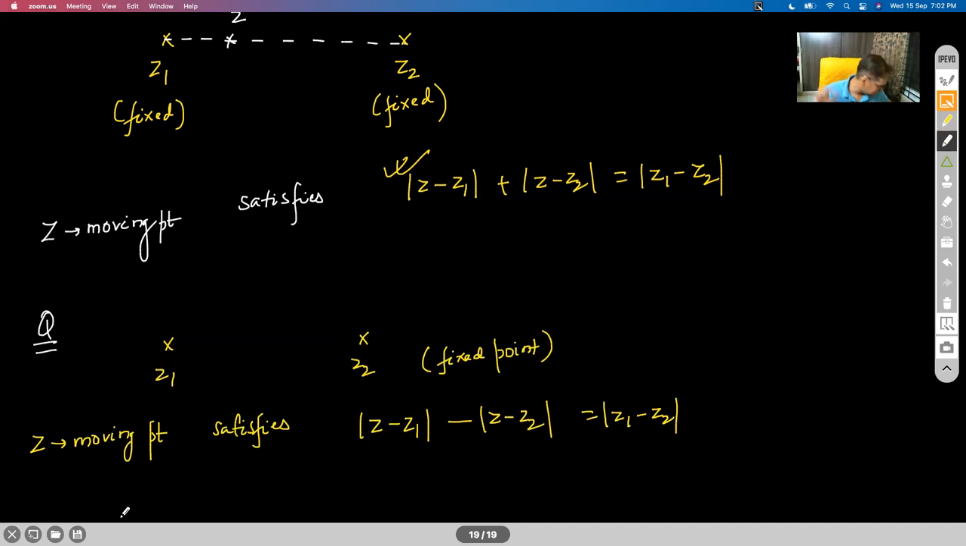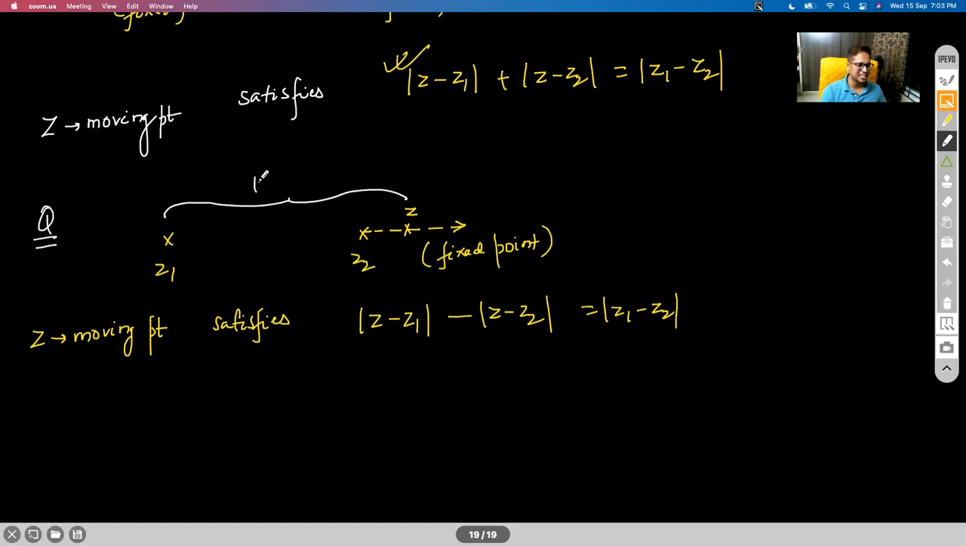Tell me. If you're able to answer this, I will understand your understanding of locus is very good. On either side, any side, left, right, anywhere. Right side. Okay. So Setu is saying Z can lie anywhere here. If you connect Z1 and Z2 and just extend beyond Z2, your Z can lie anywhere here. Do you agree with him? In fact, I agree with him because here this distance is mod Z minus Z1, this distance is mod Z minus Z2, and the difference of these two distances is the distance between Z1 and Z2. Excellent.